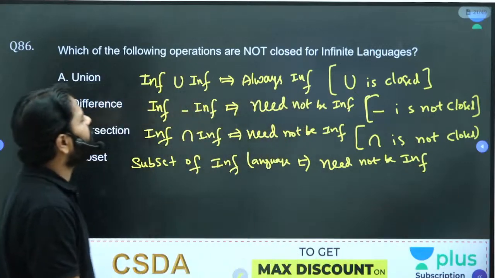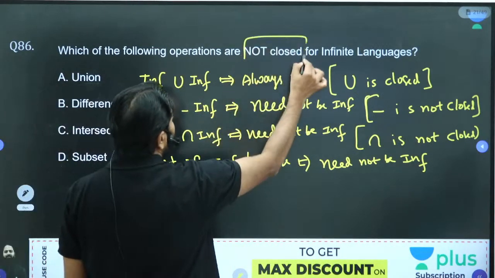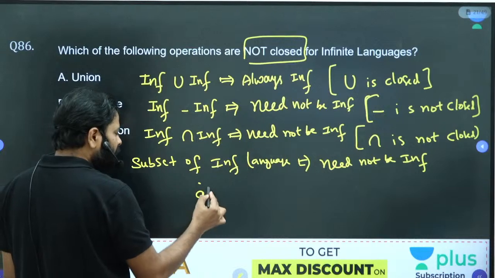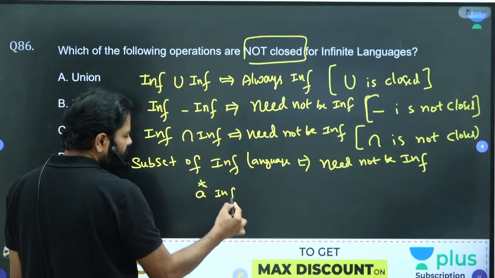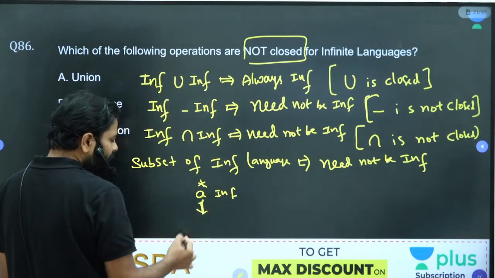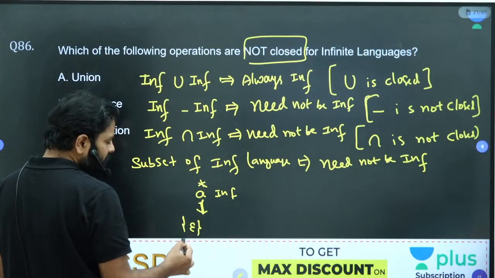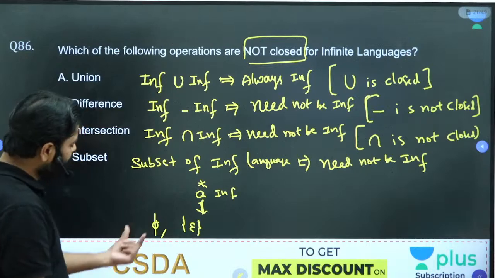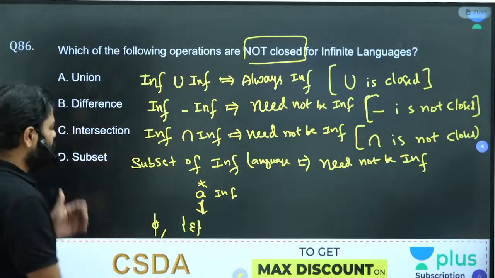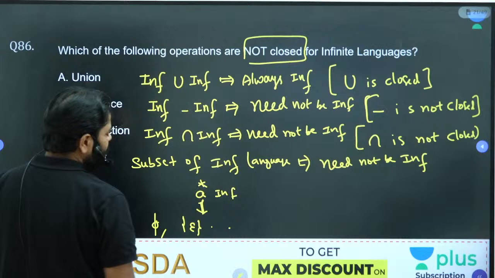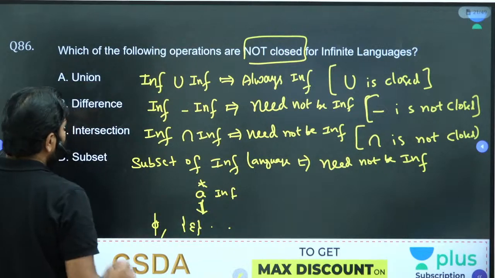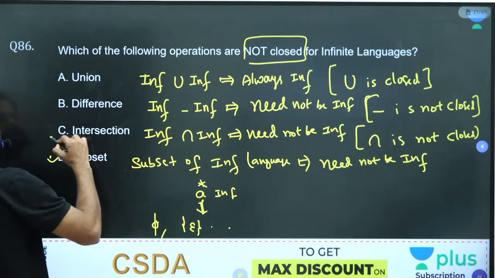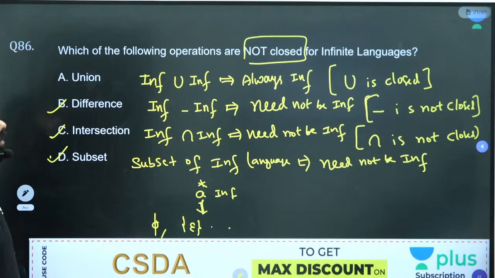The question is about not closed. There are three examples, you know, right? If I take A star, it is an infinite language. But when you find its subset, even epsilon is a subset, even the empty language is also a subset. All are not infinite now, they are finite. Okay? Some are finite, some are infinite. So B, C, D are not closed.